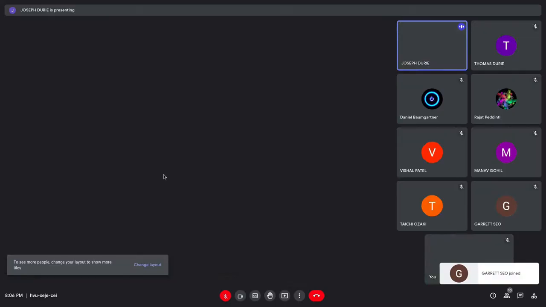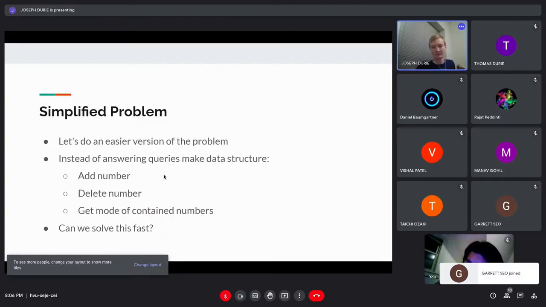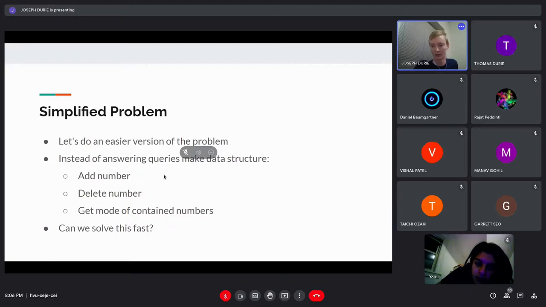So can we solve this problem fast? I'll give you guys a minute to think about that. And if you have any questions, please speak up. There is a way to have the data structure do all this in constant time, each operation. But all we're really looking for here is log n.